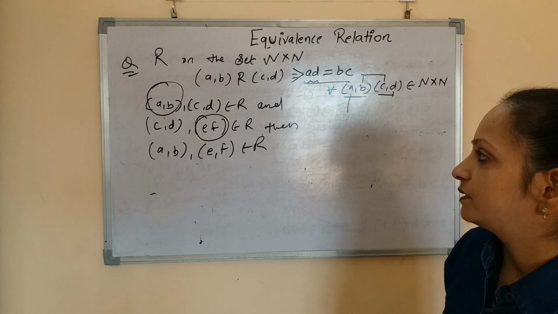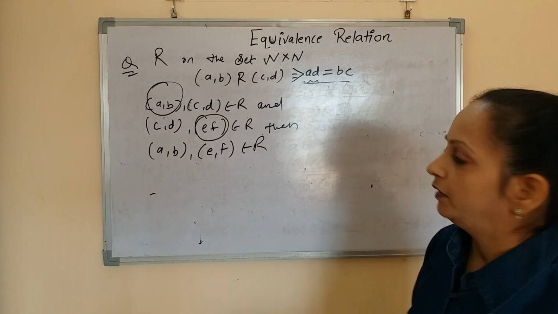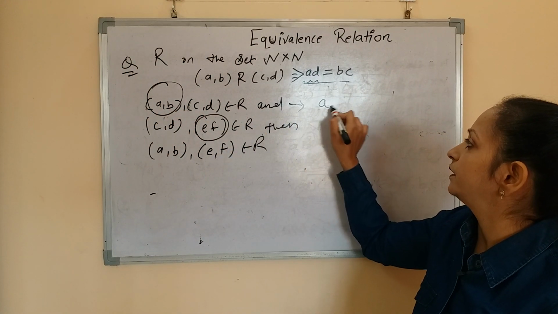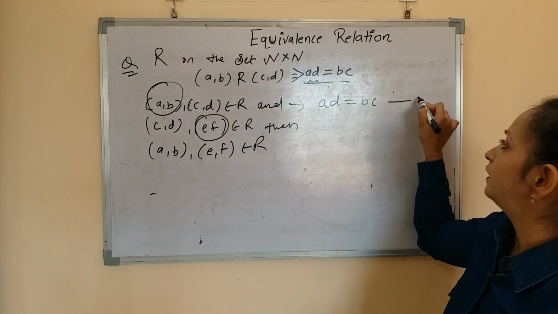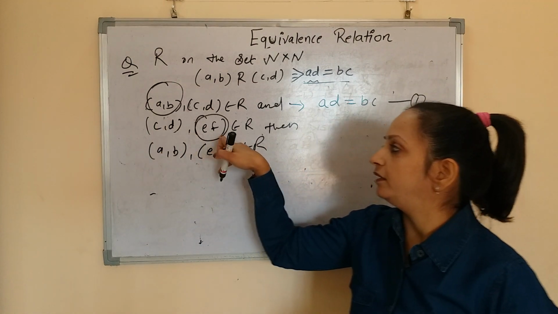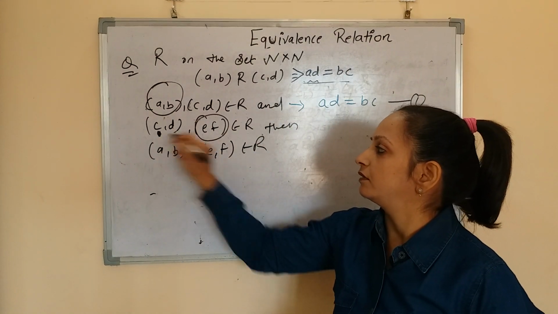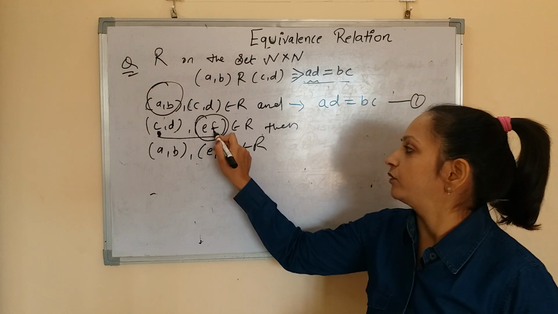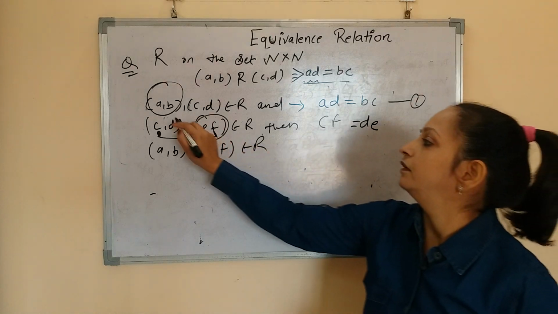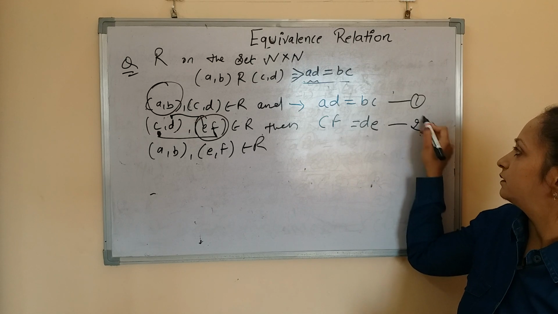So according to this definition, let's put it in mathematical format. Okay, so my first statement is (A,B), (C,D) belongs to R. The condition is already given, that is AD is equal to BC. That will be my equation number 1. And my second condition is (C,D), (E,F) belongs to R. So I have to put it in this form. I'm taking the first element from the first pair and the second element from the second pair, that is CF is equal to DE. Here I am taking the second element and here I am taking the first element, and I got this statement.